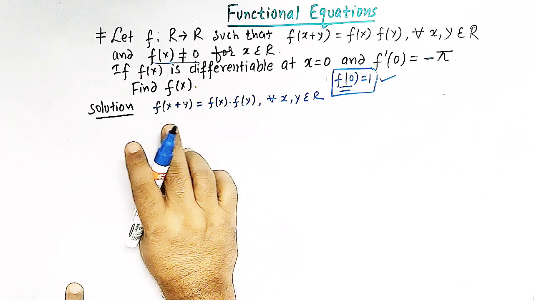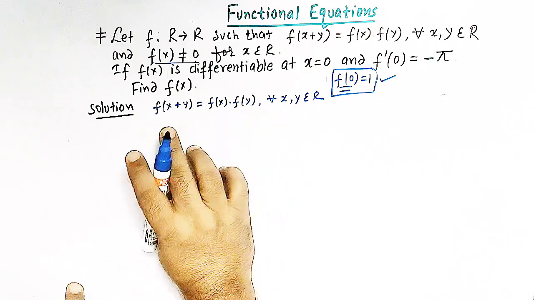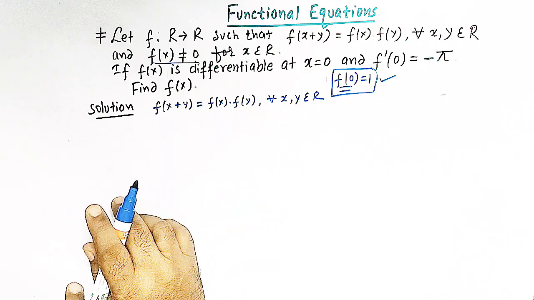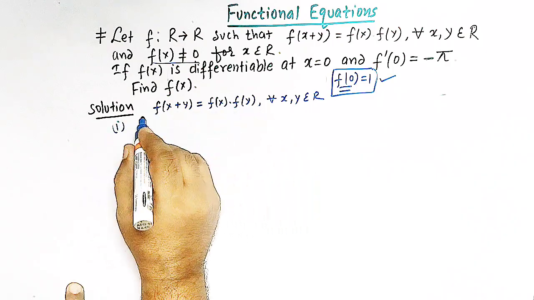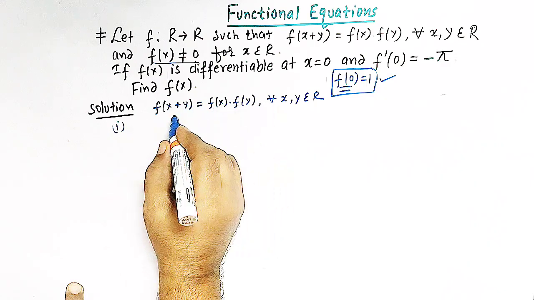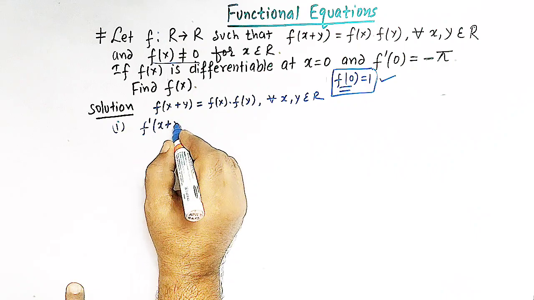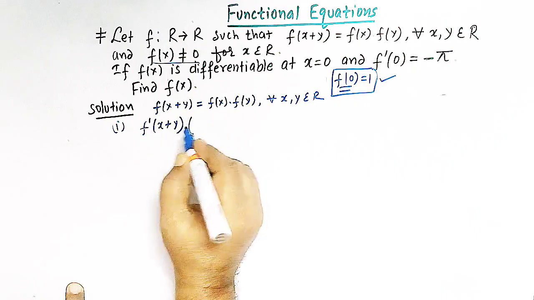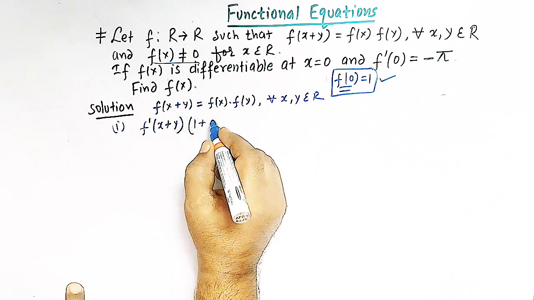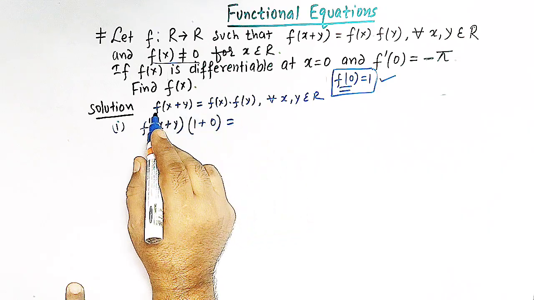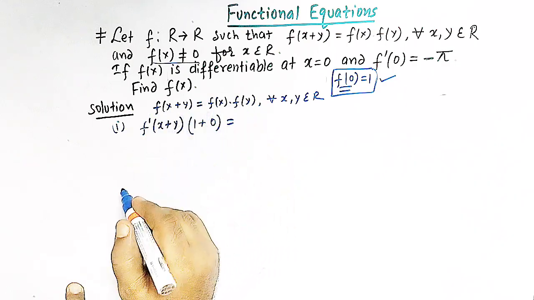So now let us differentiate this functional equation both sides partially with respect to x, right? So in the first step, what we will do will differentiate both sides partially with respect to x. So we have here f prime of x plus y, and by chain rule, the derivative of x is 1 and the derivative of y is 0, because when we differentiate partially with respect to x, then y is treated as constant.